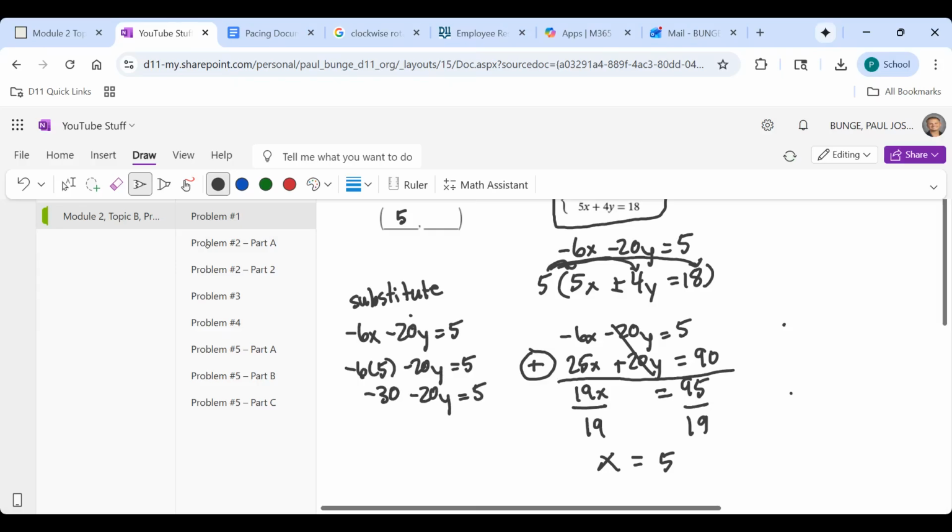In order to get the negative 30 on the other side, I have to add. So we're going into our two-step equations. So I'm left with negative 20y equals 35. Don't let this freak you out, guys. Sometimes in this kind of math, you're going to get fractions, okay? So in order to get rid of the negative 20, I divide by negative 20, divide by negative 20. I notice here that this is not reduced, so I need to reduce it. And in order to do that, I'm going to divide both numbers by 5.